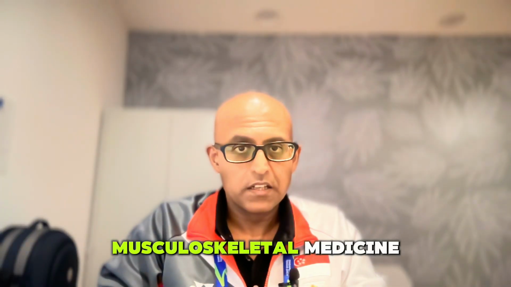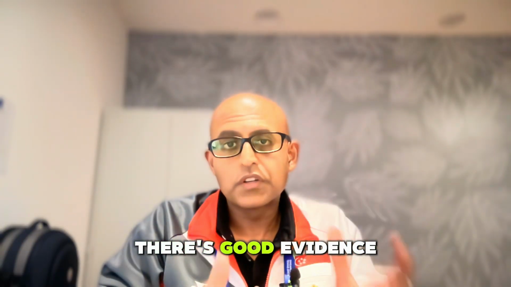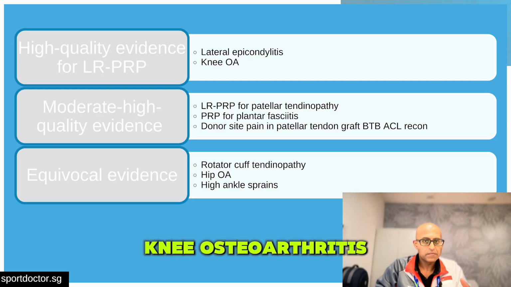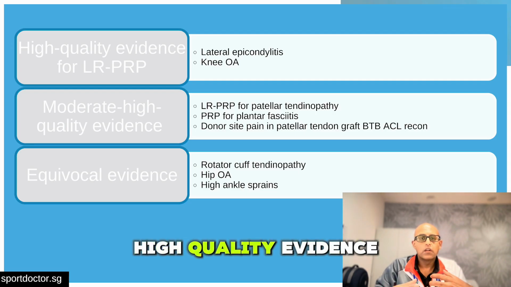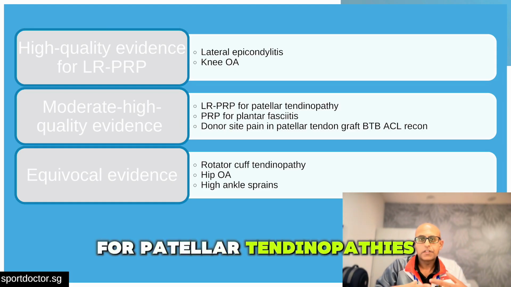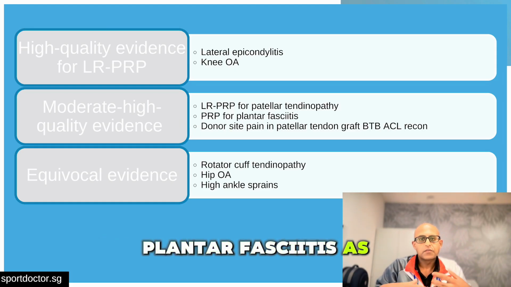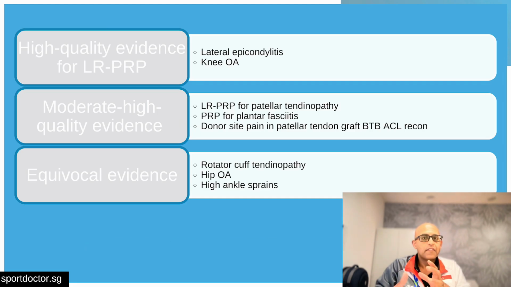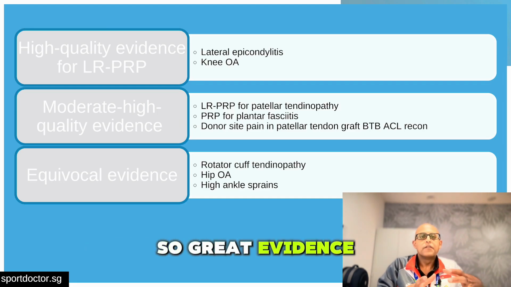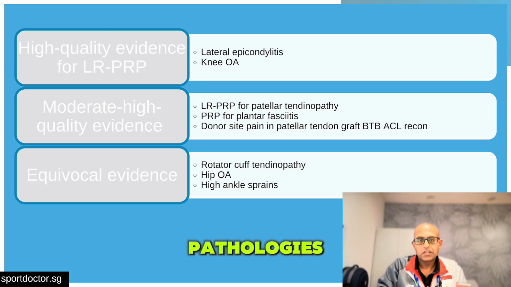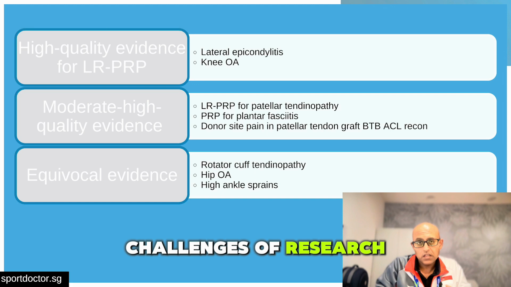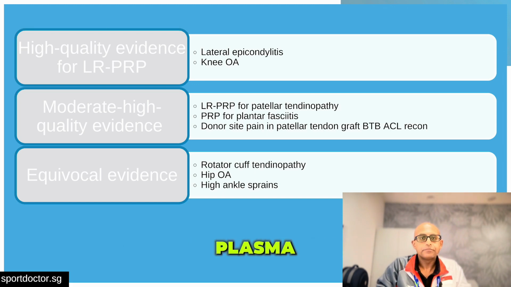In terms of musculoskeletal medicine, there's good evidence for lateral epicondylitis as well as knee osteoarthritis. There's moderate to high quality evidence for patellar tendinopathies, plantar fasciitis, as well as intraoperative ACL reconstruction. And there's not so great evidence for rotator cuff pathologies as well as hip osteoarthritis. One of the challenges of research in platelet-rich plasma is the standardization.